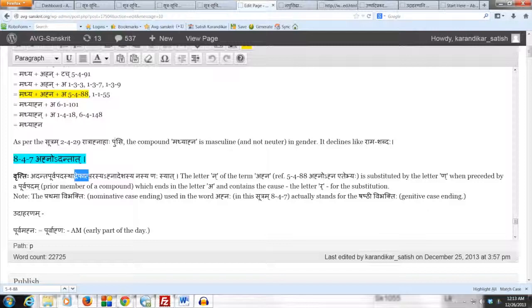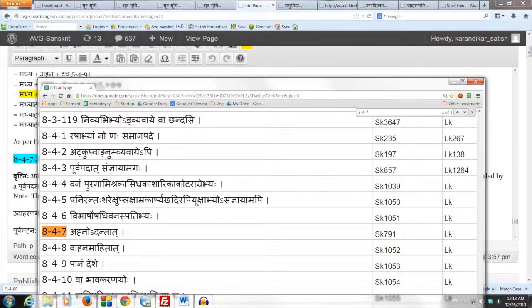Remember that the nimittam here is in the purvapadam. The repha is in the purvapadam, while the adesha, the substitution, is taking place in the uttarapadam. So the condition samanapade is not satisfied. Otherwise we could have used 8.4.2 itself to perform the operation, but that requires samanapade. Hence there is a need for this special sutram to get the job done.